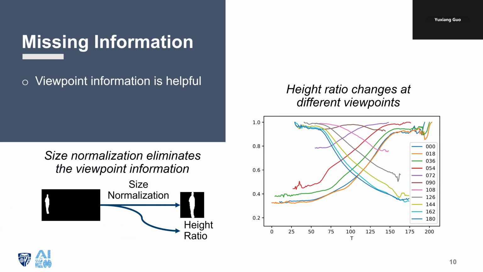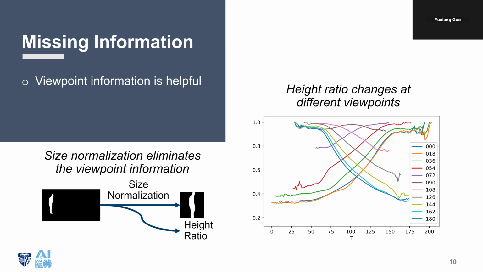Additionally, for the missing information, the viewpoint we found is eliminated during the size normalization. Therefore, during this process, we not only get the normalized silhouette, we also record the height ratio. In order to show the height ratio's effectiveness to represent the viewpoint, we do the test on the KCB dataset.